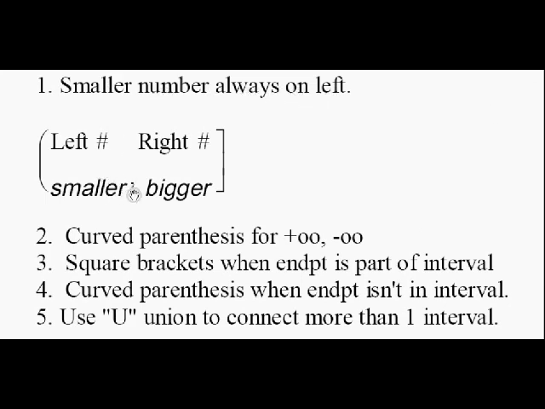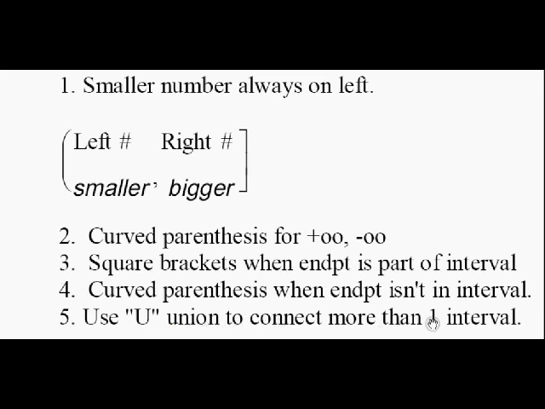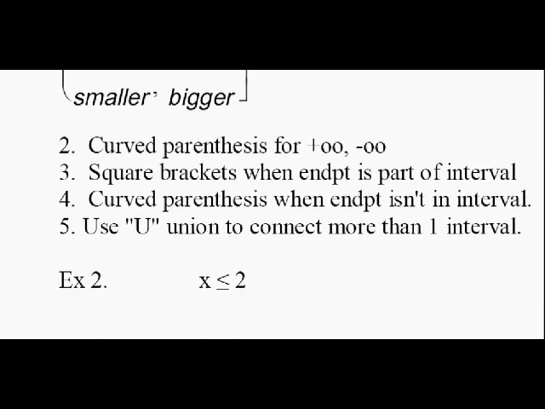Now oftentimes we're going to be using infinity, positive and negative infinity, in our intervals. And when we do so, we always use the curved parenthesis for positive and negative infinity. That's because positive and negative infinity is a concept, it's not a number, so it can't be part of the interval. Square brackets are used when the endpoint is part of the interval, curved parentheses when the endpoint is not part of the interval, and then we use a U to union one or more intervals.